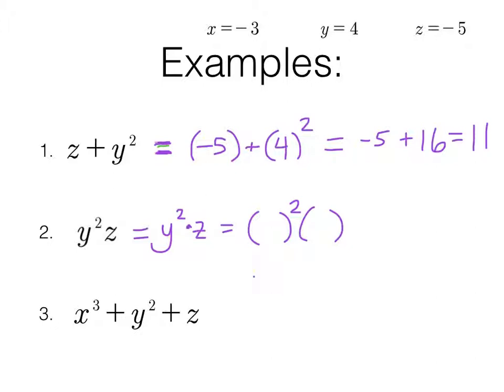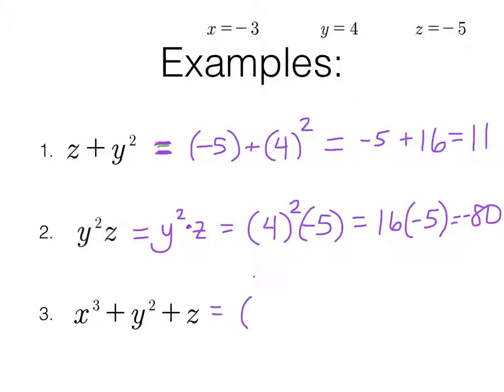Think of this as you're just dropping your numbers right in. So you're taking your y value and dropping it right here, 4. You're taking your z value, negative 5, and dropping it right here, negative 5. And now we're going to do the math in the order of operations. So exponent first, multiply afterwards, negative 80.